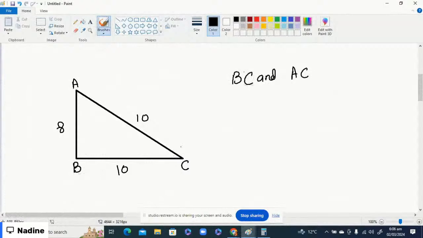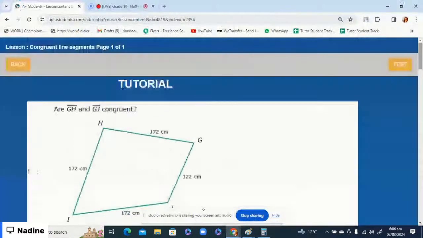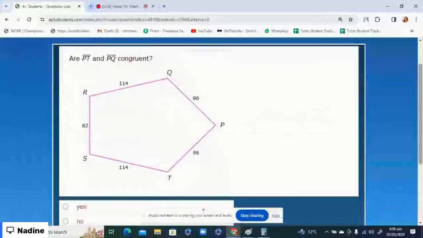Okay, so BC is 10, AC is also 10. Both have the same length, so we can say that these triangles are congruent. Okay, let's do the next. Check it out for the test. So, look at the test questions.